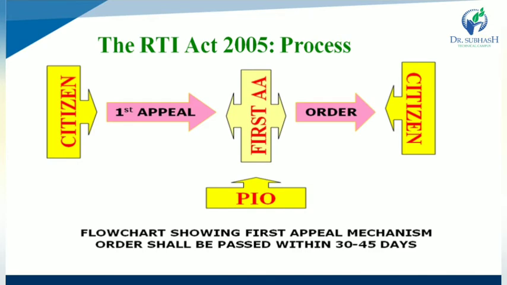So if you make a first appeal to a public information officer, the order should be passed within 30 to 45 days. For the citizen, the first appeal order is passed by the first appeal authority, and the public information officer acts as the appeal authority. If the public information officer is satisfied with the application, they transfer the information to the citizen. But if any error occurs, then your application is rejected.